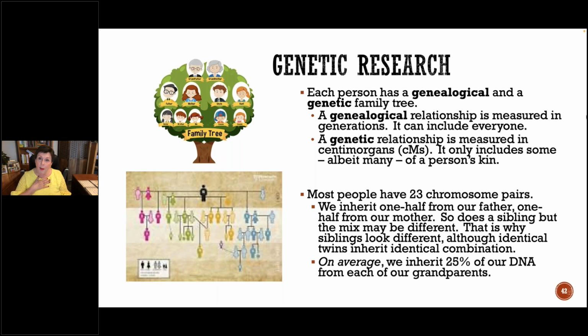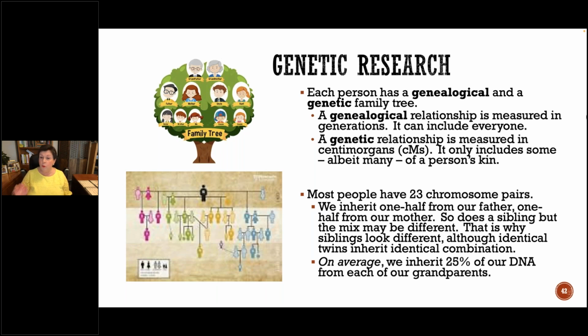For example, if I went back 21 generations to my 18th degree great grandparents, I would have over 1 million ancestors in my genealogical tree. Right now, I have about 65 entries on my Ancestry genealogical tree. And right now, I have about 16,500 cousins in my Ancestry genetic tree.